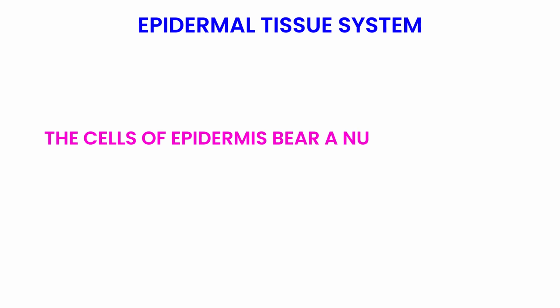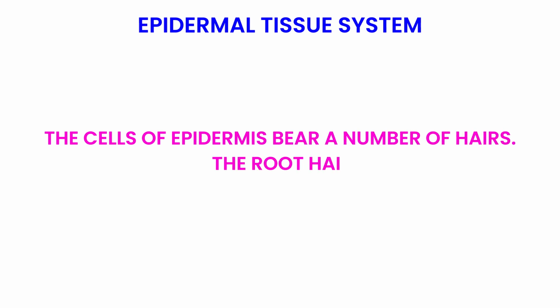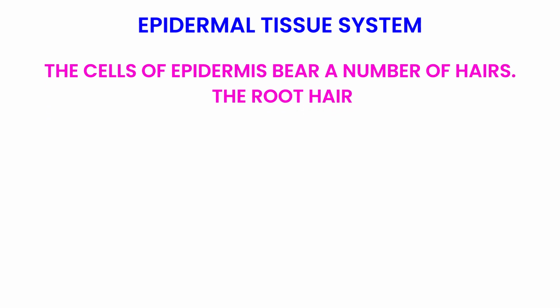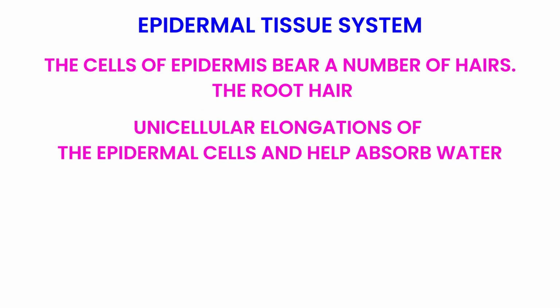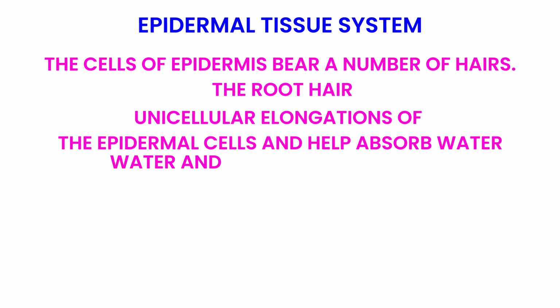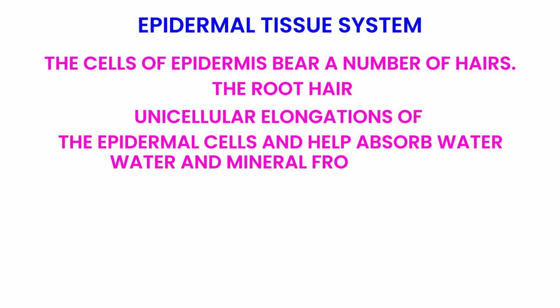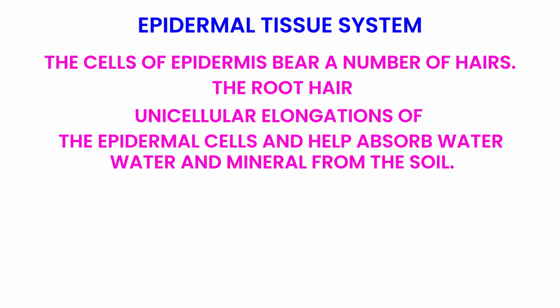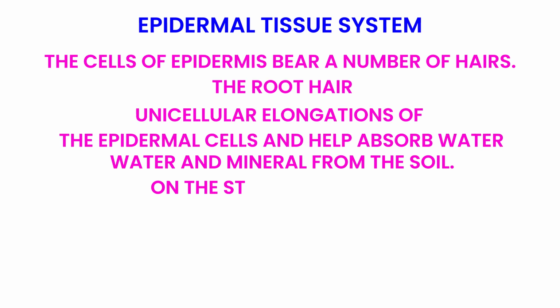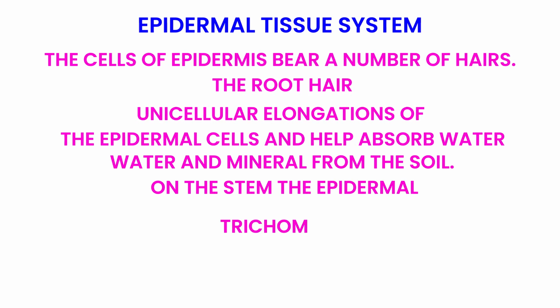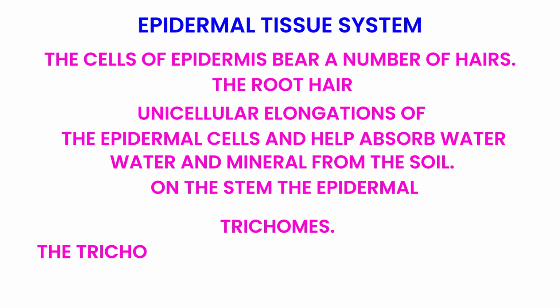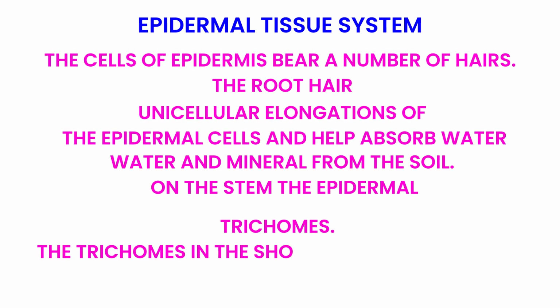The cells of epidermis have a number of hairs. Root hairs, remember, are unicellular elongations of epidermal cells, helping to absorb water and minerals from the soil. So root hairs are unicellular. On the stem, the epidermal hairs are called trichomes. They are in the shoot system and are usually multicellular. Remember, trichomes are usually multicellular.